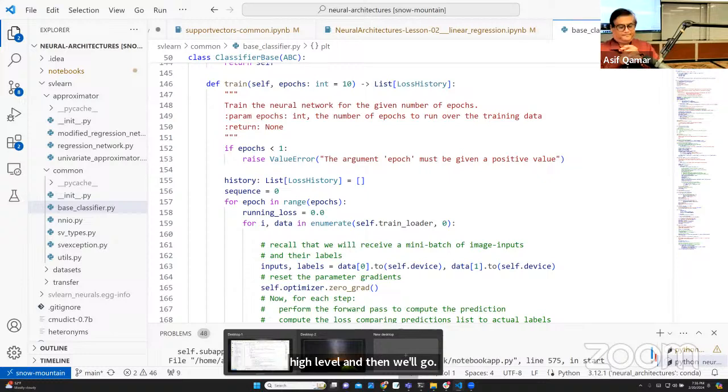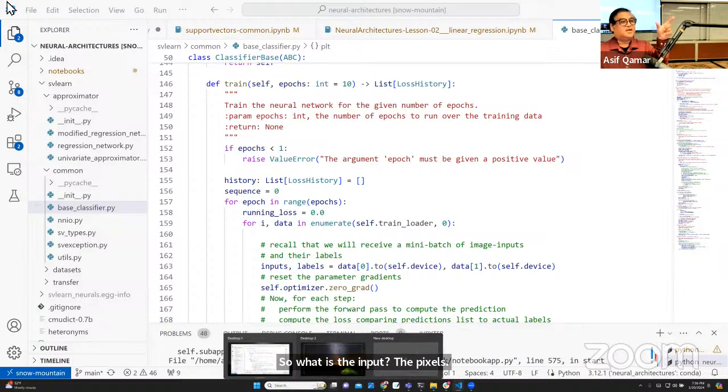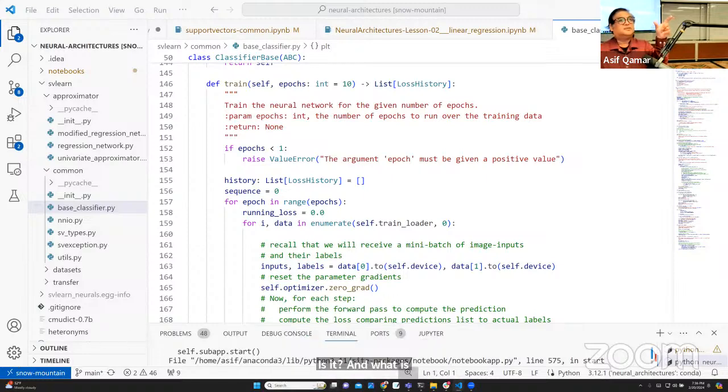So you say this picture is labeled cat. So what is the input? The pixels, isn't it? And what is the output? The word cat, the label cat. Then I show a picture of a dog to the machine. That data is also a pair, a picture and a label. You say the picture is the input, the label is the output. So you're giving it input and output.